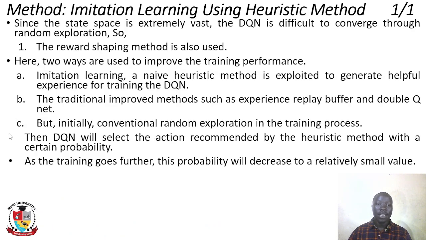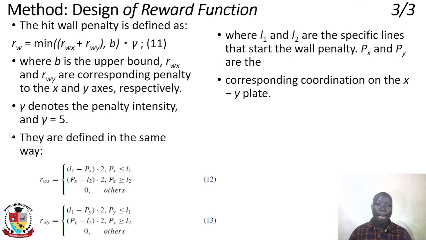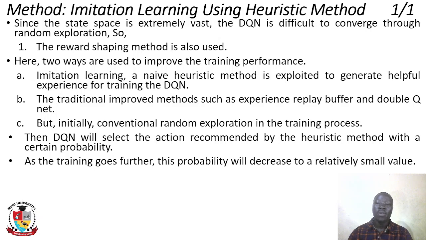So that is how we design the reward function. From the reward function, we can go and look at the imitation learning using the heuristic method. Since now the state space is extremely vast, as we looked at, initially we reduced it from 100 by 100 by 3 into 30 by 30 by 3. But that's still big, so the DQN will find it very difficult to converge. So the reward setting method is then used.